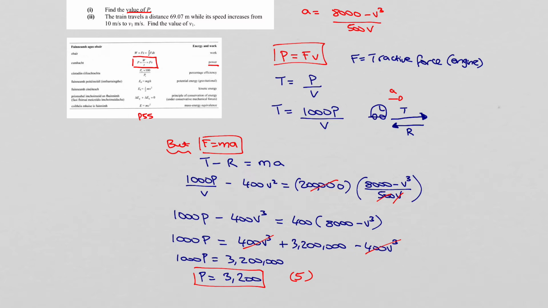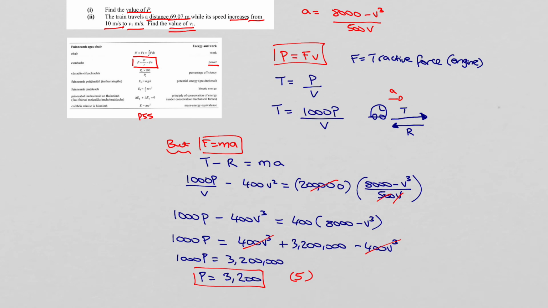Now if I look at the second part of the question, it says the train travels a distance of 69.07 metres while its speed increases from 10 metres per second to v1 metres per second. And we have to find the value of v1.